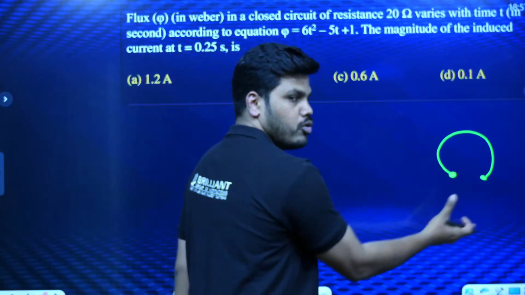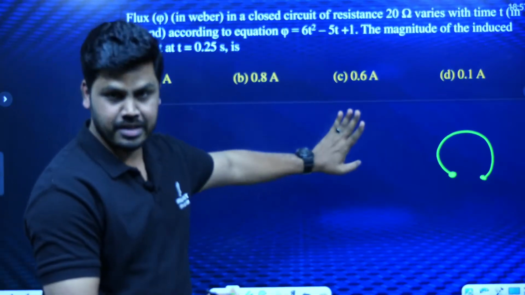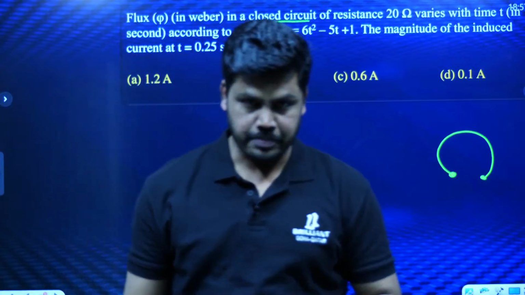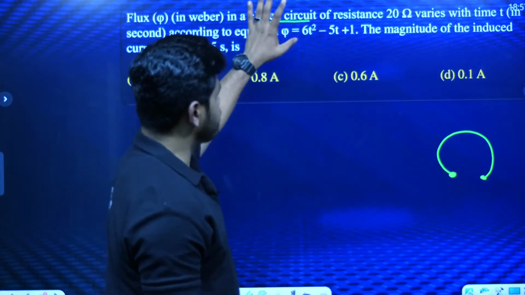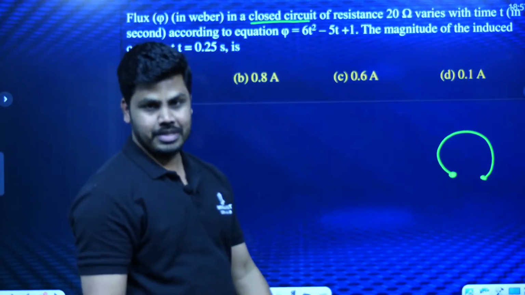Yes. If the loop is closed, only then does induced EMF produce induced current. That is also specifically given in the question. It is a closed circuit. So if it is a closed circuit, we expect some induced current in it. So let us now calculate what the current will be.